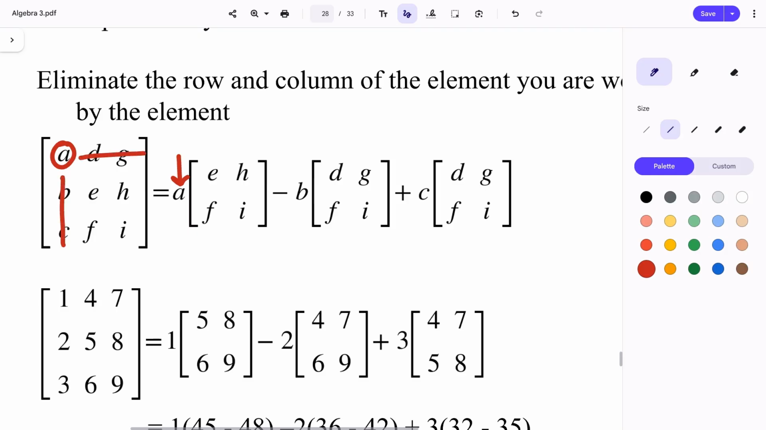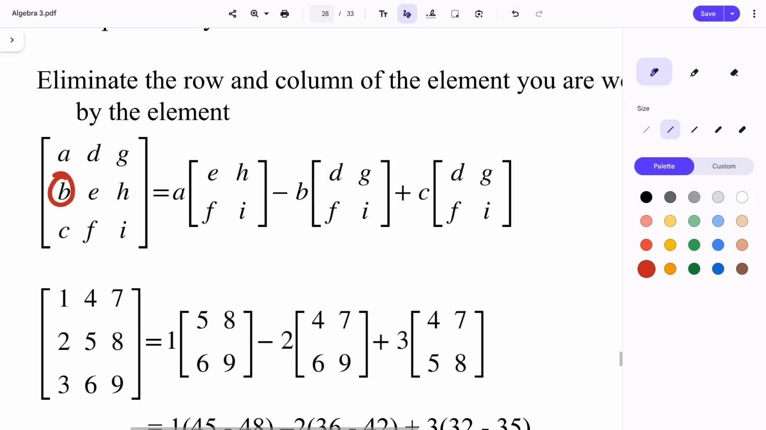And then what goes into the determinant is what's left: E, H, F, and I. Then I would evaluate this 2 by 2 determinant the same way we were just doing, cross multiply, subtract, but then I would have to multiply by my A term that's in the front. Then I would move on to the B term. So we're basically just focusing on this first row.